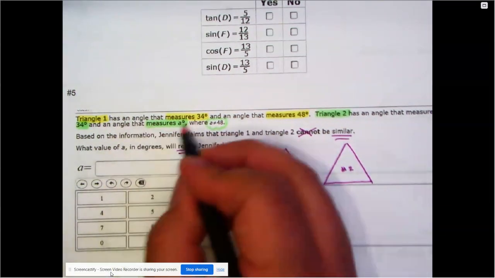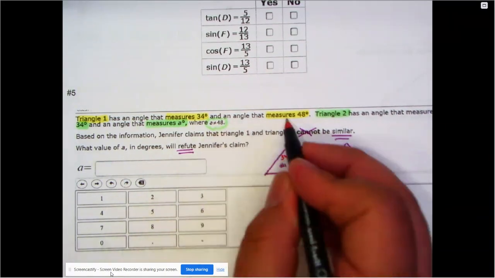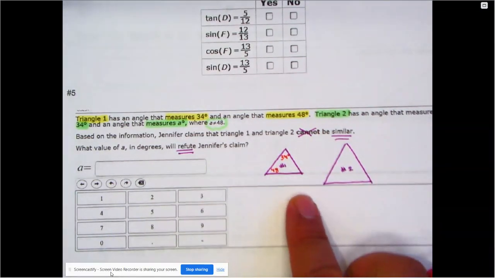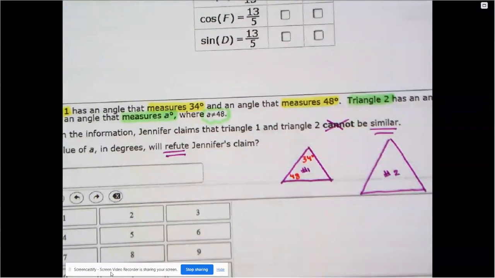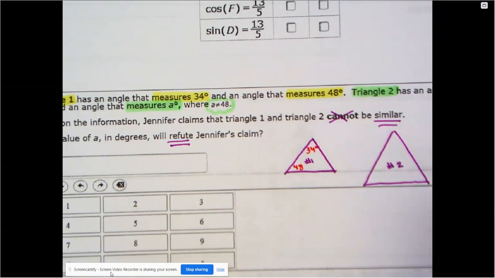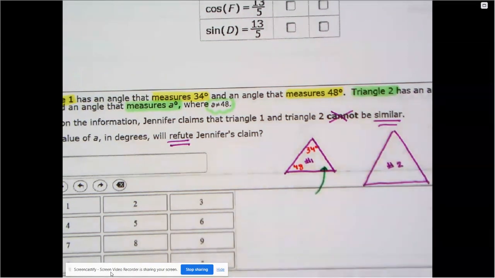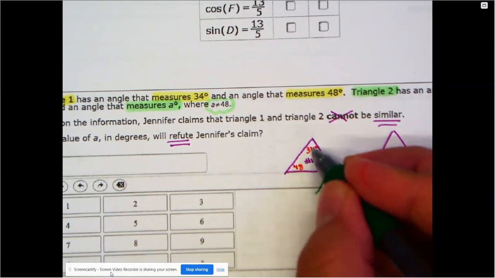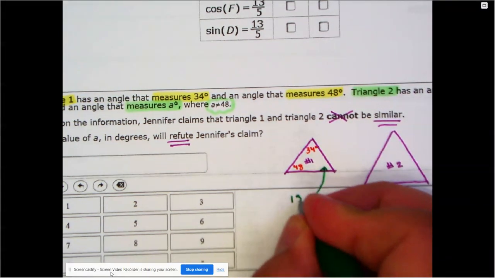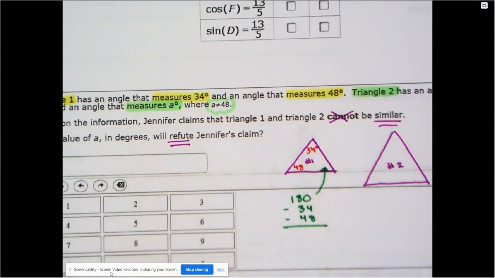Triangle number one has an angle that measures 34. I'll put a 34. And it has an angle that measures 48. All right, so I'll throw a 48 in there. Here, let me zoom in a little more so we can see it. So we got one that says 34. We have another one that says 48. But you know what? That's not going to stop me. I already know how to find missing angles in a triangle. We know that the three angles of a triangle always add up to 180. So it shouldn't stop me from finding this. So I'm going to go 180, take away the 34, and take away the 48. We might as well just subtract both of them already.